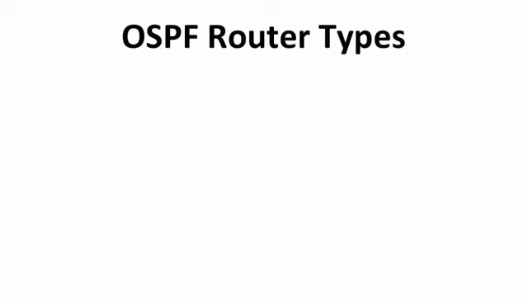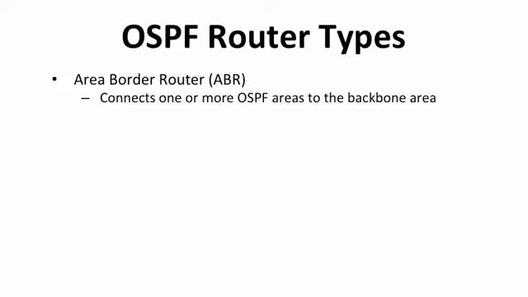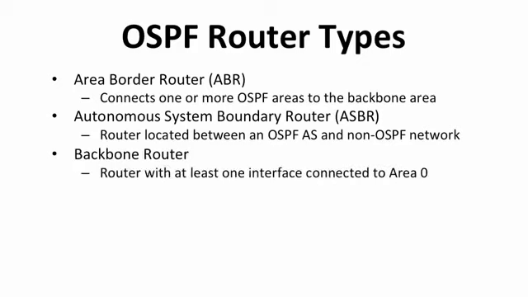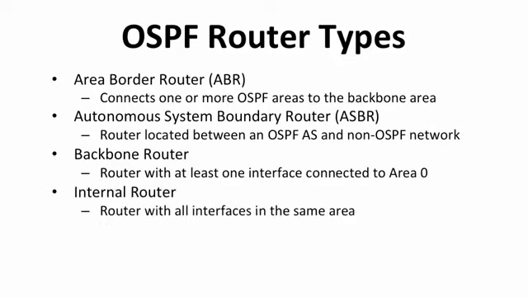So there are many different OSPF router types that you need to be aware of. There's the area border router, which connects one or more OSPF areas to the backbone area. There's the ASBR, or Autonomous System Boundary Router, which will be located between an OSPF autonomous system and a non-OSPF network. And then you have your backbone router, which is pretty straightforward, a router with at least one interface connected to Area 0. And then another easy concept, an internal router, a router with all interfaces in one area.